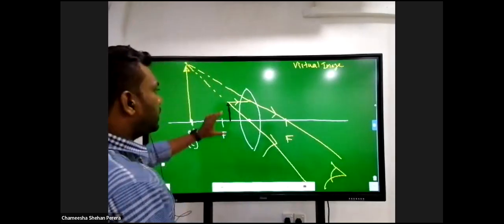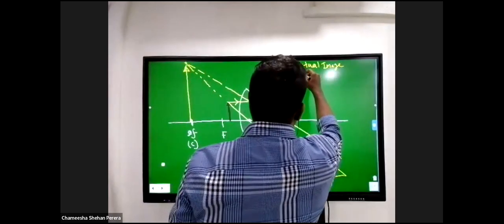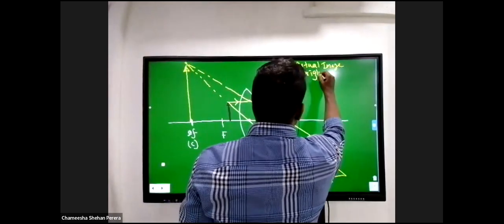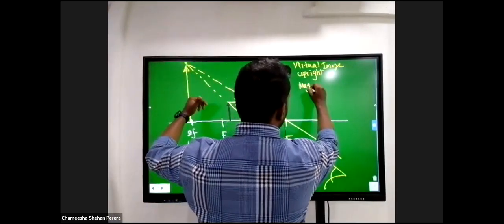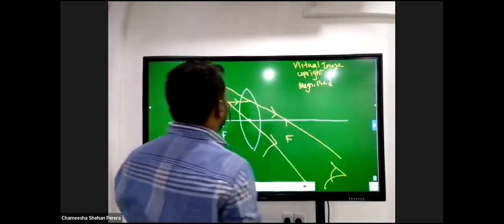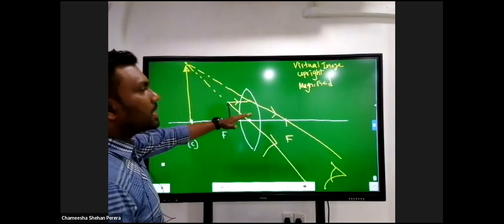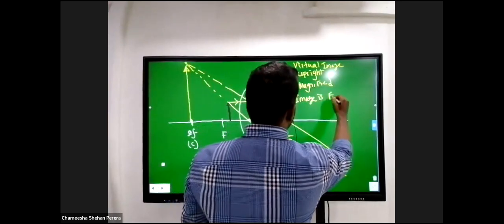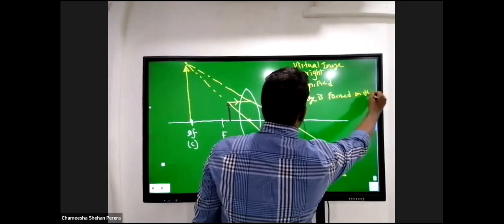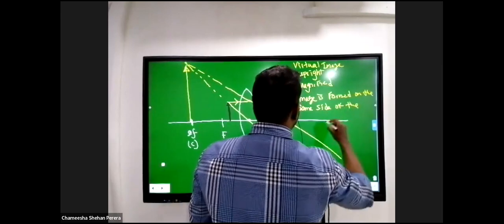So what would be the orientation? The orientation of the object and the image is the same. They are upright, isn't it? Upright. And then size. Yeah, object size and the image size. The image is magnified. So the image is magnified. It's a magnified image. And the position of the image: formed on the same side of the object. Image is formed on the same side of the object.